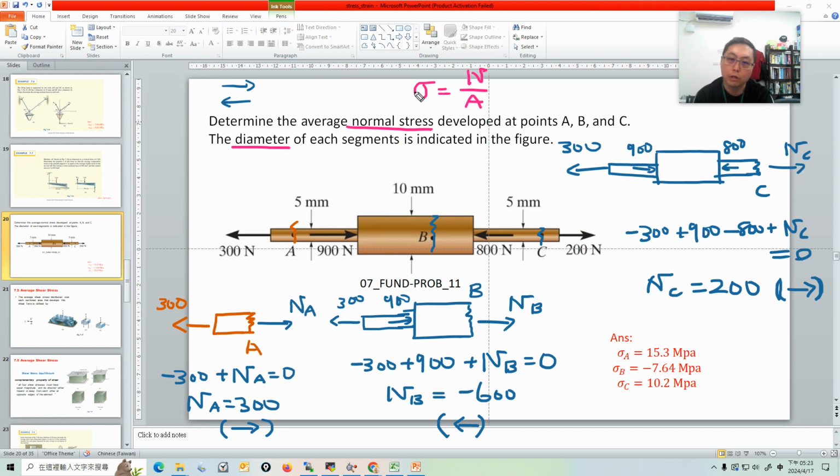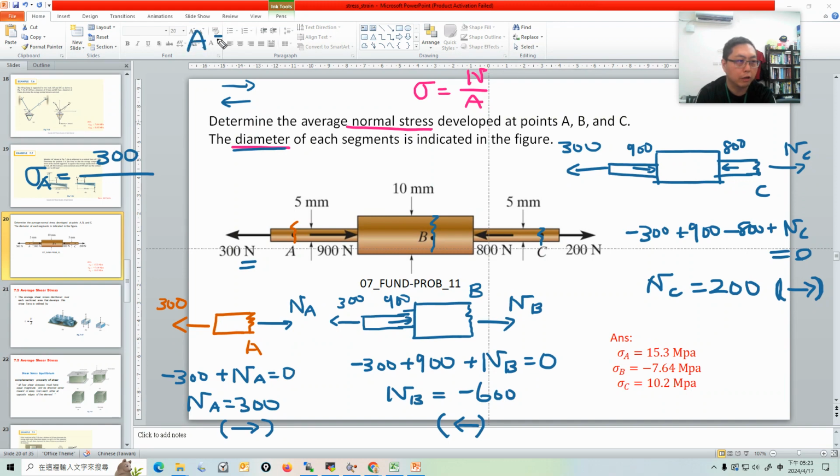It will equal the normal stress. So let's calculate the normal stress at A. It's 300, and don't forget the unit. The unit is Newton. So Newton divided by area. The cross section area, it gives you a diameter. Be careful, it gives a diameter.